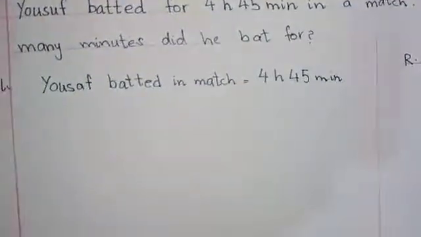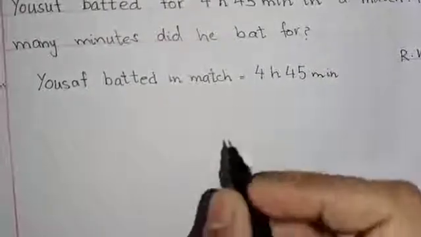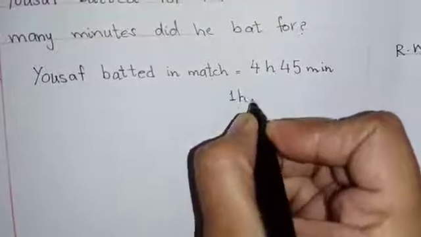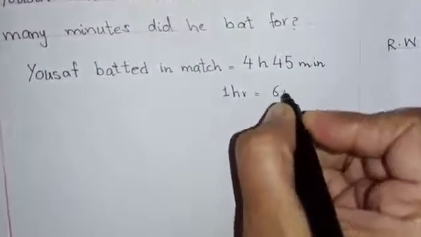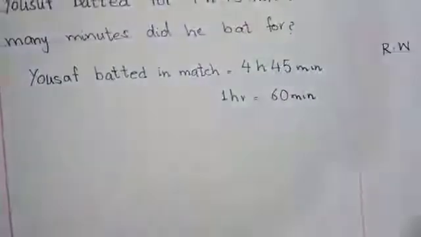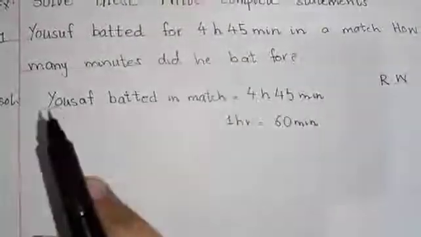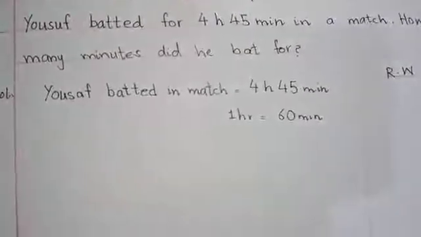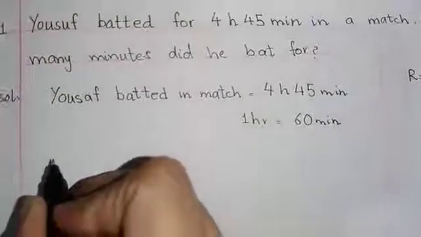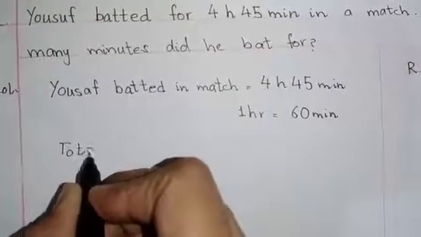Now students, as you know, in 1 hour, how many minutes? It's 60 minutes. 1 hour is equal to 60 minutes. Students, now what we have to find out, how many minutes did he bat for? Total minutes he batted. We find out total minutes he bat.